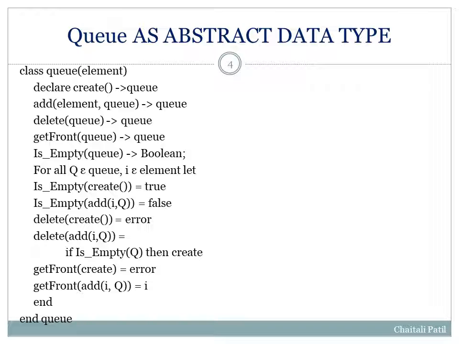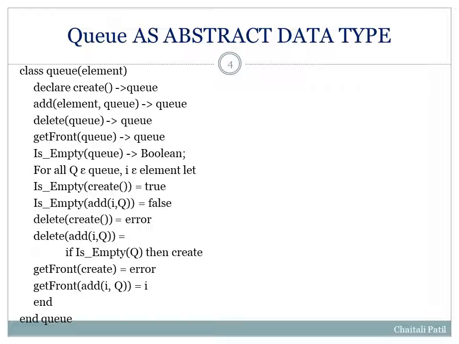Okay, see here we are setting the axioms. So for a delete operation on create function, we have just declared the queue, but we have not inserted any element in it. It means the queue is empty, there is no element in the queue, and then we are trying to delete an element from the queue. Obviously this function should return an error, this function should throw the error. Why? Because the queue is just declared and there is no element inside the queue.